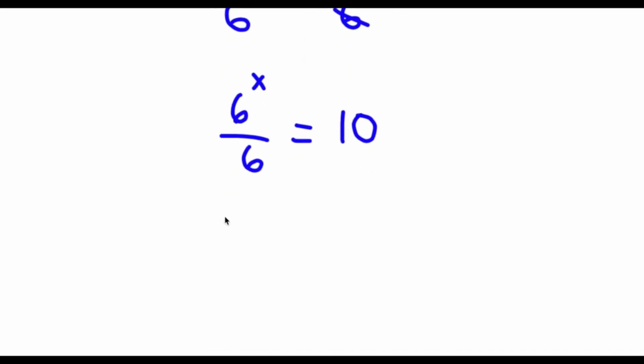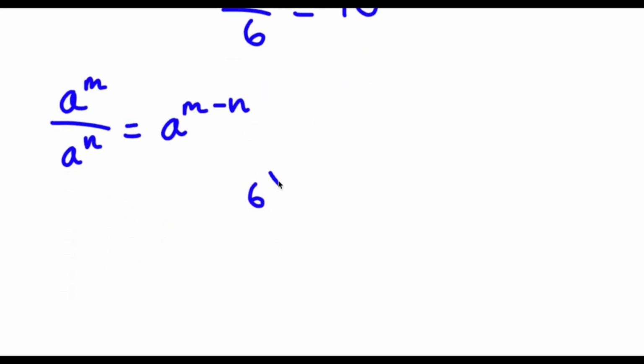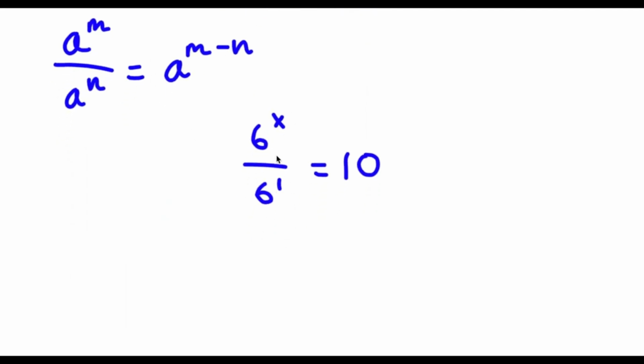Now if I have something in the form a to the power of m over a to the power of n, this is equal to a to the power of m minus n. So in this case, 6 is the same thing as 6 to the power of 1. So I have 6 to the power of x over 6 to the power of 1, and if you divide these two, you get 6 to the power of x minus 1 is equal to 10.